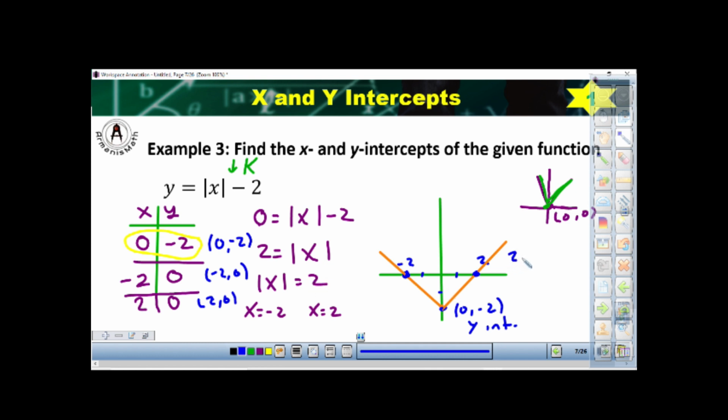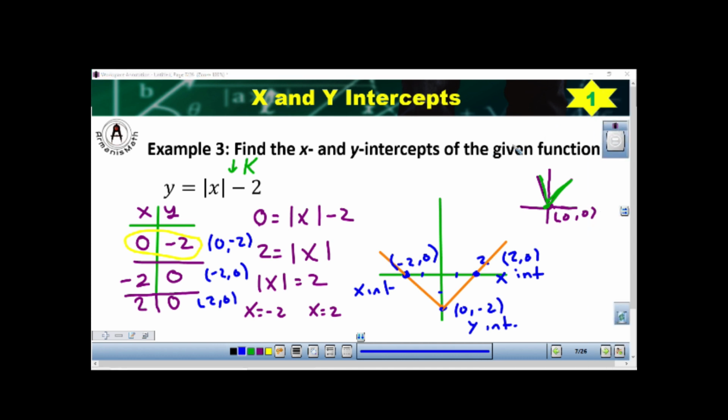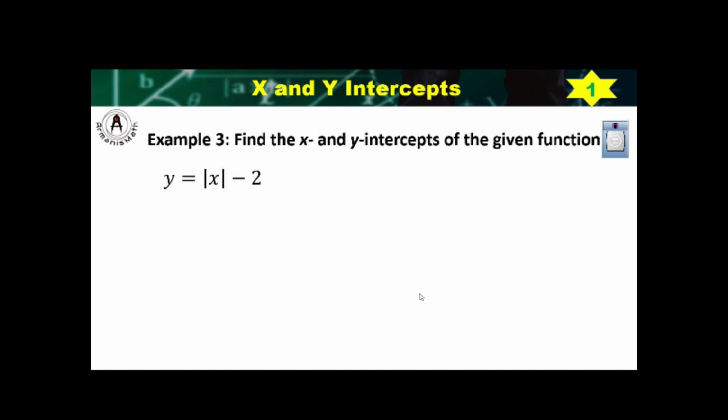So this is (2, 0), x-intercept number 1, or number 2 in this case. Doesn't matter which one. First one, usually left, right. So this is another x-intercept, which is (-2, 0). These 2 points are your intercepts. Easy. Lemon squeezy.